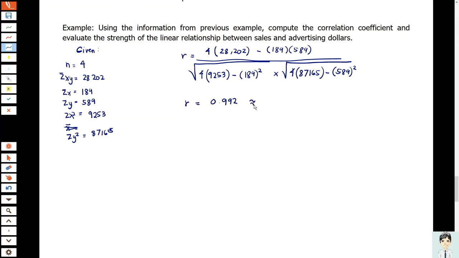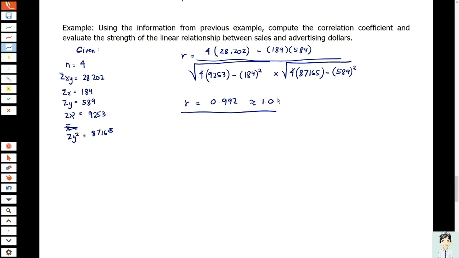0.992 or almost 1.0. So ang ibig sabihin nito, yung sales and advertising dollar natin have a perfect linear relationship, diba? So the computed correlation coefficient is close to 1, which means there is a strong positive linear relationship between the two variables, yung sales and the advertising.